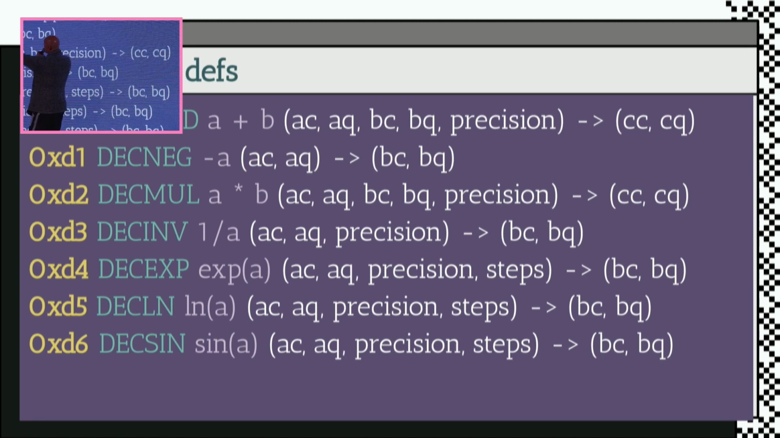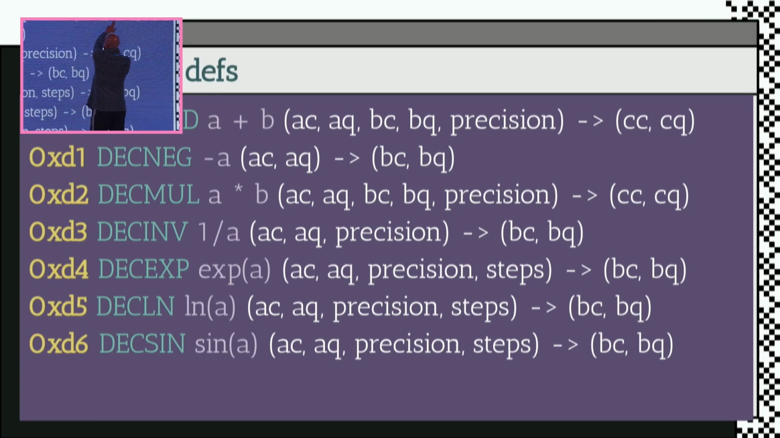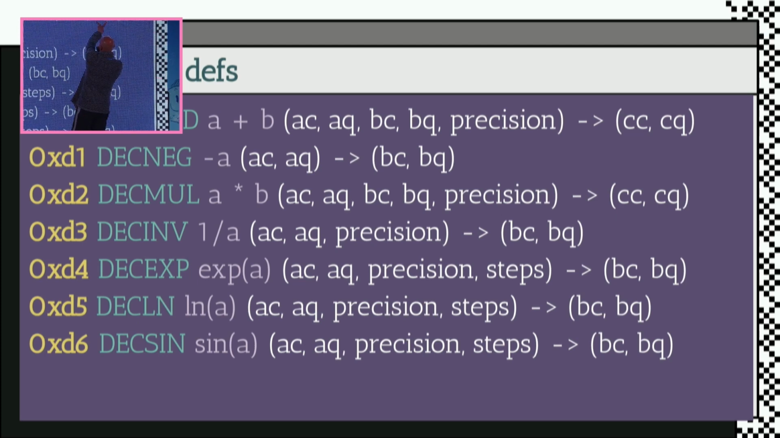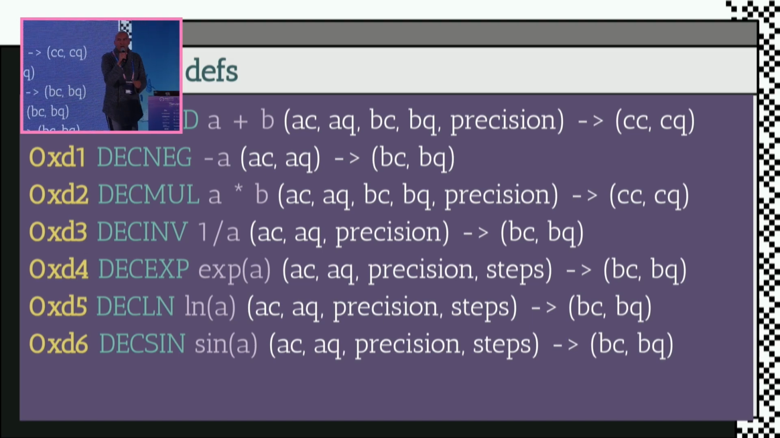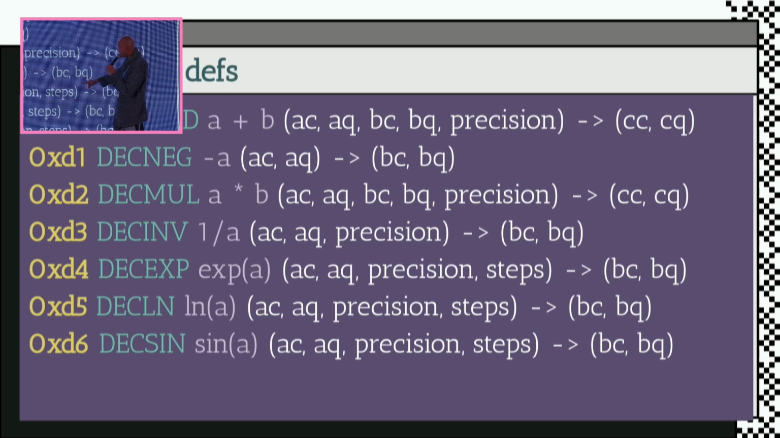That is, if you have a value A with its coefficient and its exponent, representing a decimal A and another decimal B, if you put them as inputs, you're going to get a decimal C as the answer, again with the two components, the coefficient and the exponent. And you'll notice that most of these opcodes have a precision parameter, which is the precision that you want to keep in your calculations.